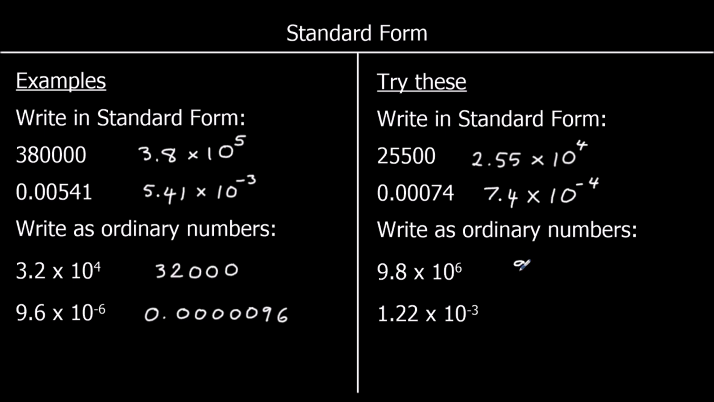So times 10 once for 98. 2, 3, 4, 5, 6 times. And that's 9.8 million. 1.22 times 10 to the power of negative 3. So we're going to have 0.00, 3 zeros in total, and then 1, 2, 2.